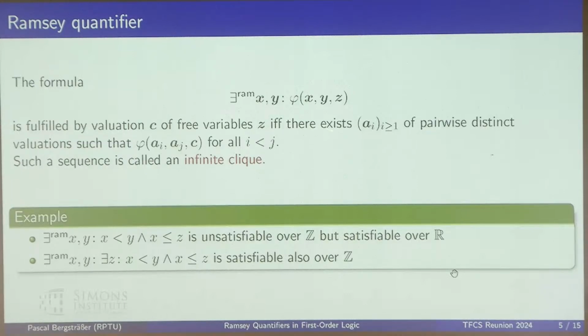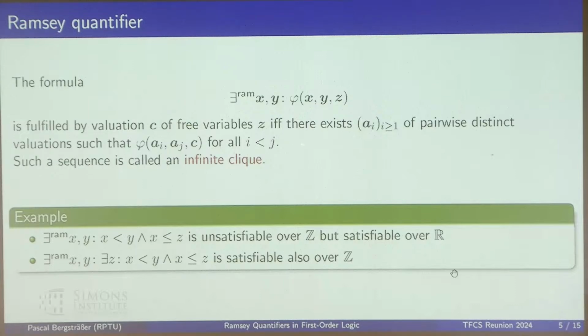So what is the Ramsey quantifier? We have a formula like this. We have vectors of variables, x and y, which are bound by the Ramsey quantifier, and we have a vector of free variables, z. When is this fulfilled? This is fulfilled for an evaluation C of the free variables if and only if there exists an infinite sequence of vectors of elements. We want them to be pairwise distinct.